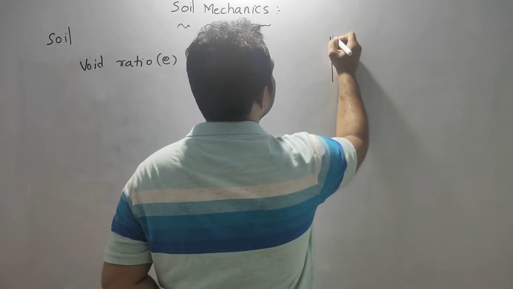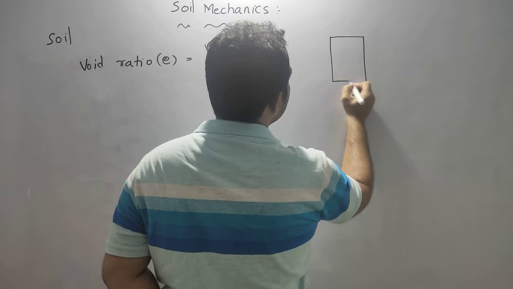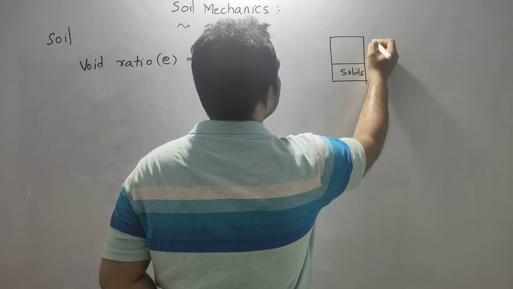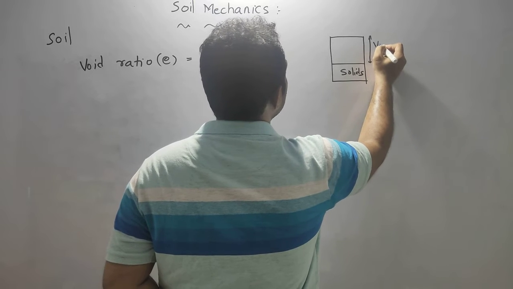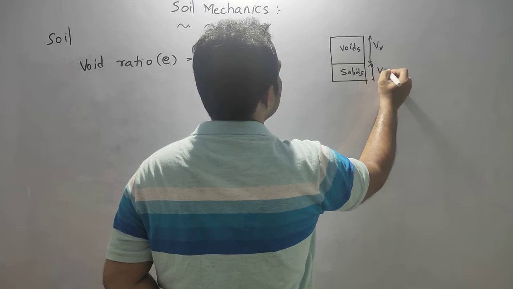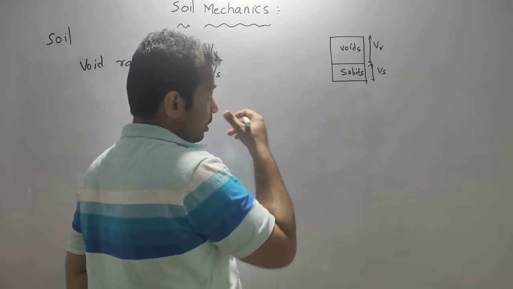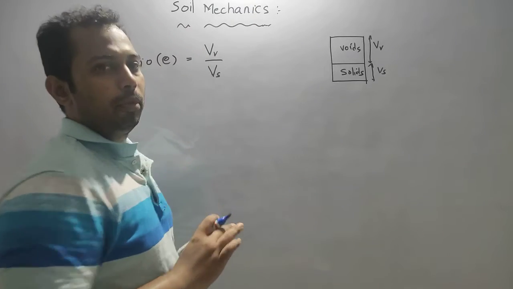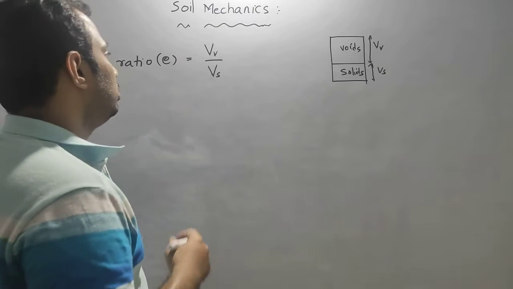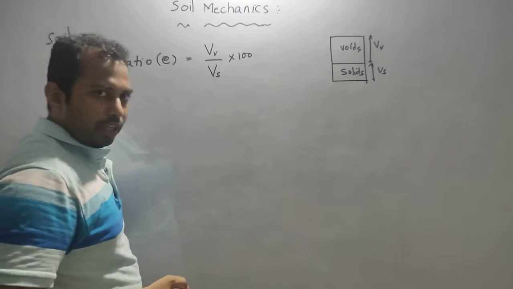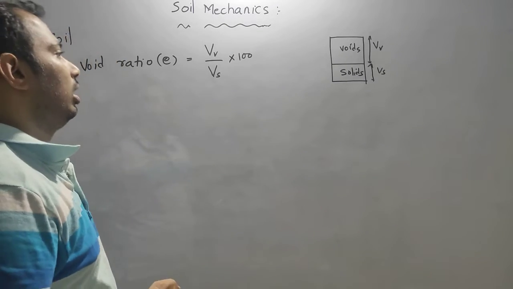If you see the phase diagram, okay, this is solids and this is voids. So volume of voids by volume of solids, it is nothing but void ratio. Or else we can write it as into 100 also. If you want to represent it in percentage, you need to multiply it with 100.